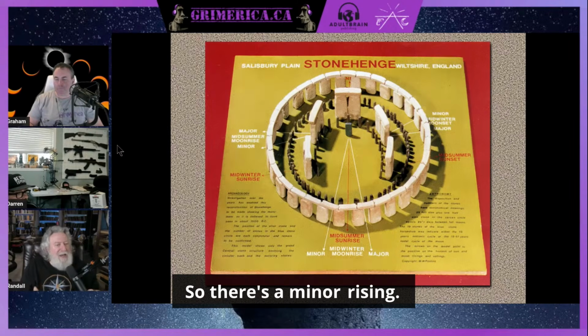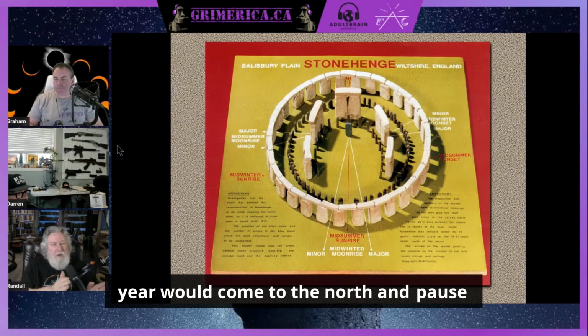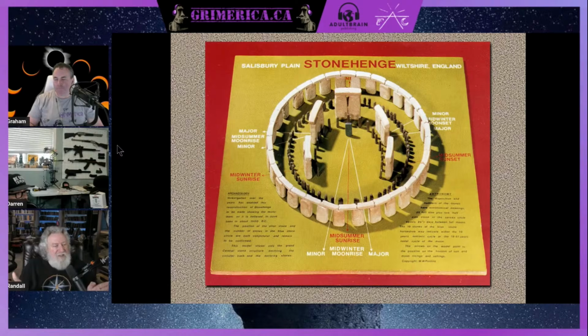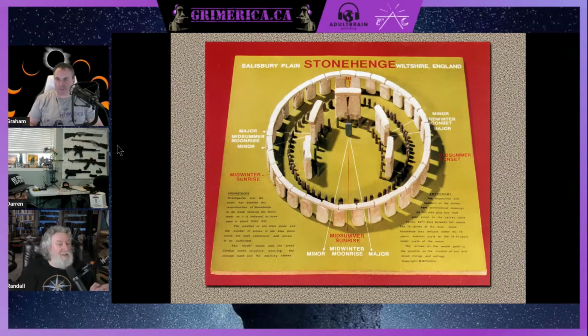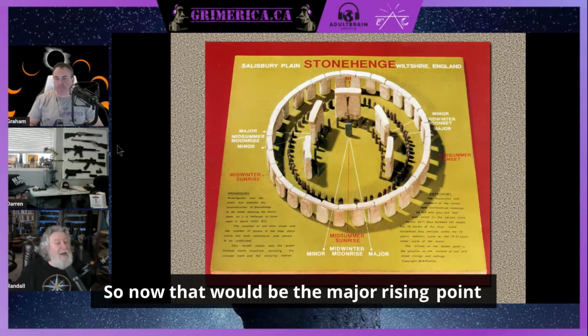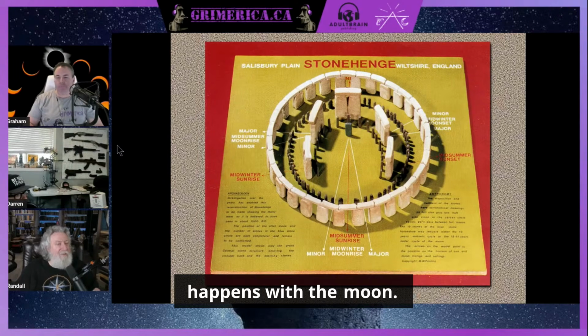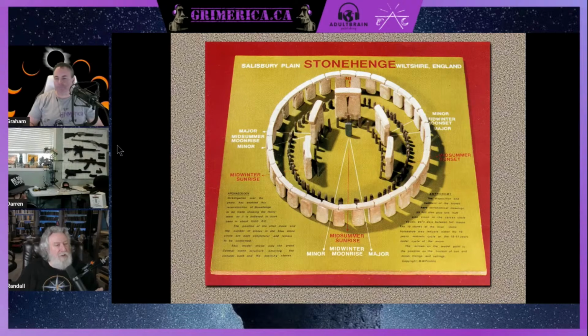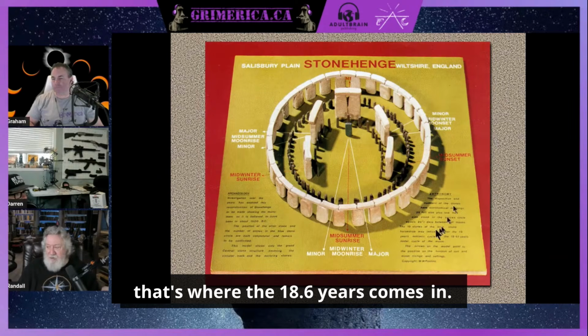So there's a minor rising. In other words, imagine if the sun one year would come to the north and pause, shift back to the south, but the next year would move a little further on the horizon. Now that would be the major rising point and the minor, right? Well, this is what happens with the moon. There's a minor and there's a major. But in order to complete that whole cycle, that's where the 18.6 years comes in.